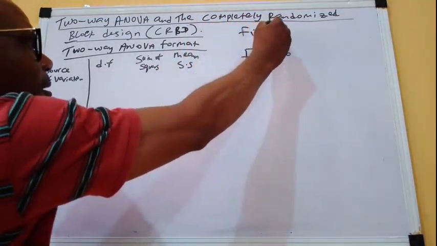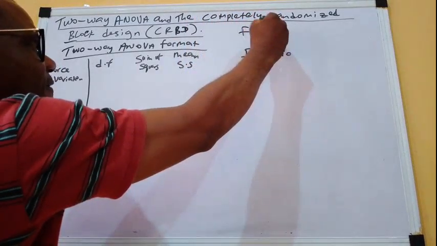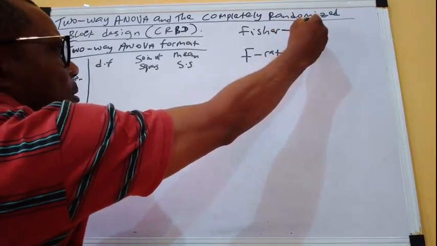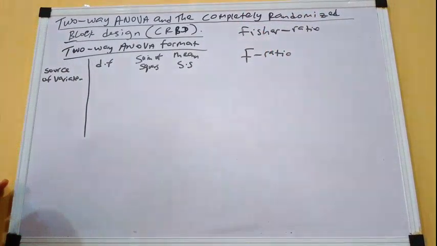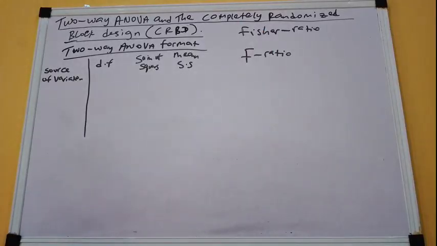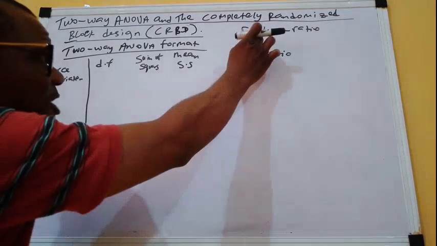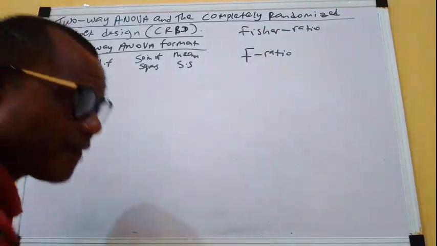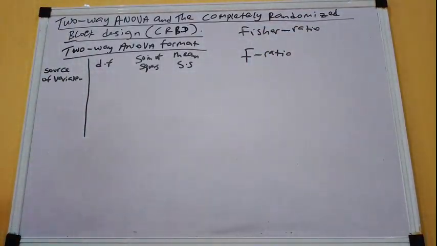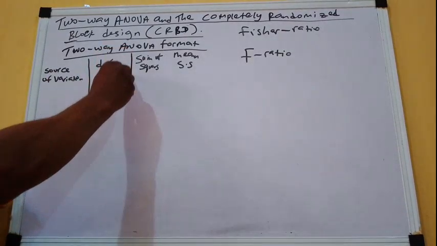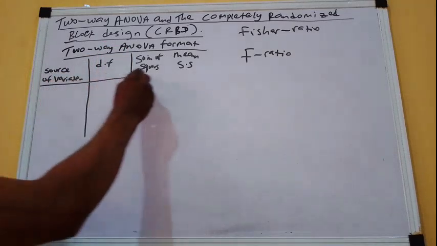F is the short form for Fisher. You know, the analysis of variance was designed by Sir Ronald Fisher, an English statistician. So this F means Fisher. It's called the Fisher ratio. Now let us go and see how we can have this.